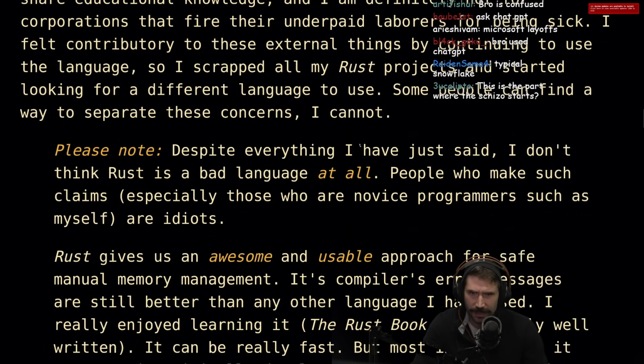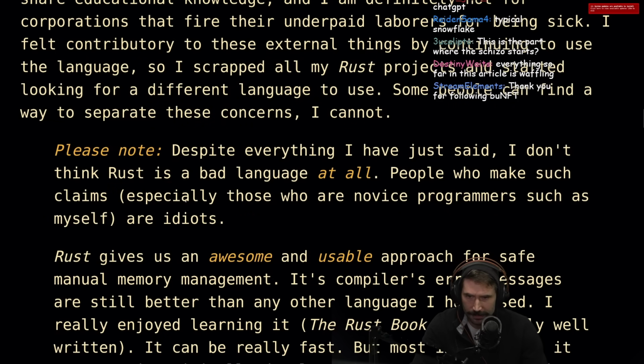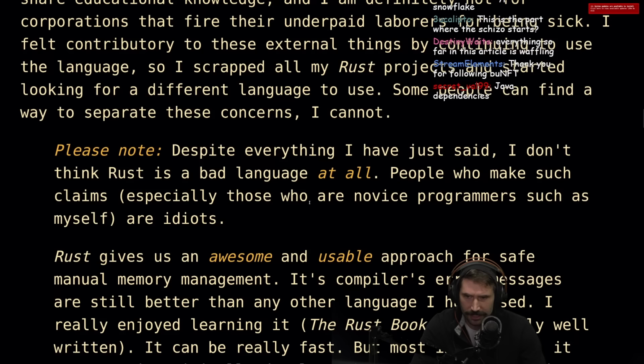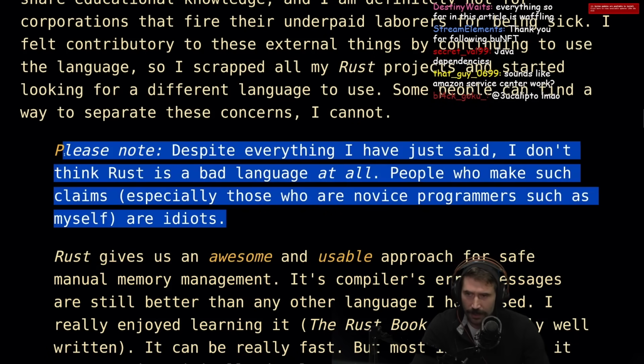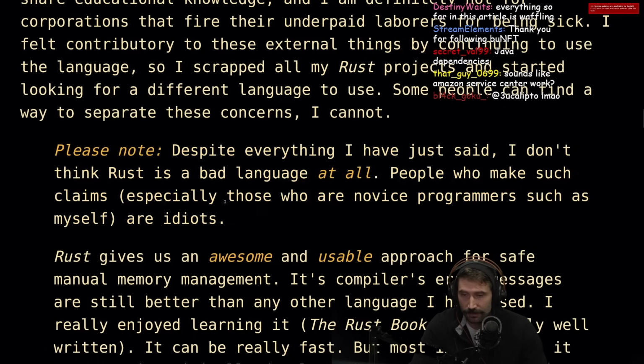Please note, despite everything I've just said, I don't think Rust is a bad language at all. People who make such claims, especially those who are novice programmers such as myself, are idiots.